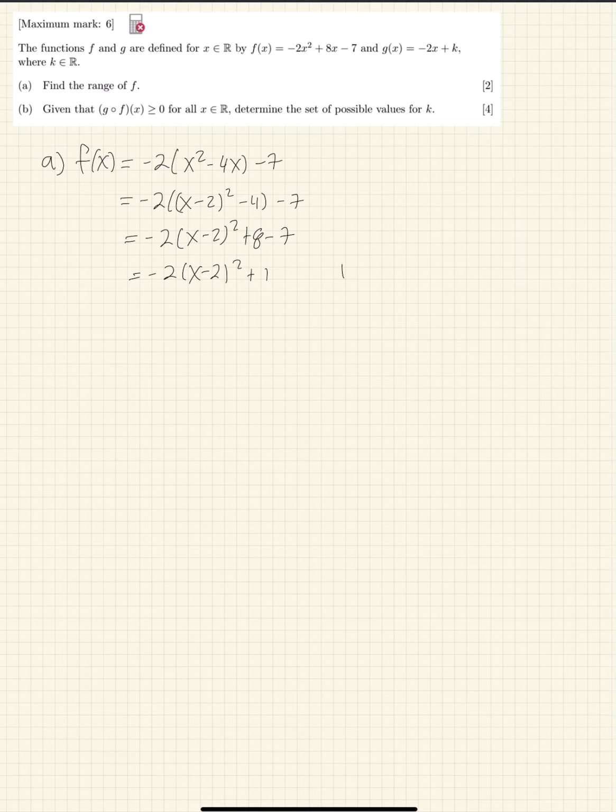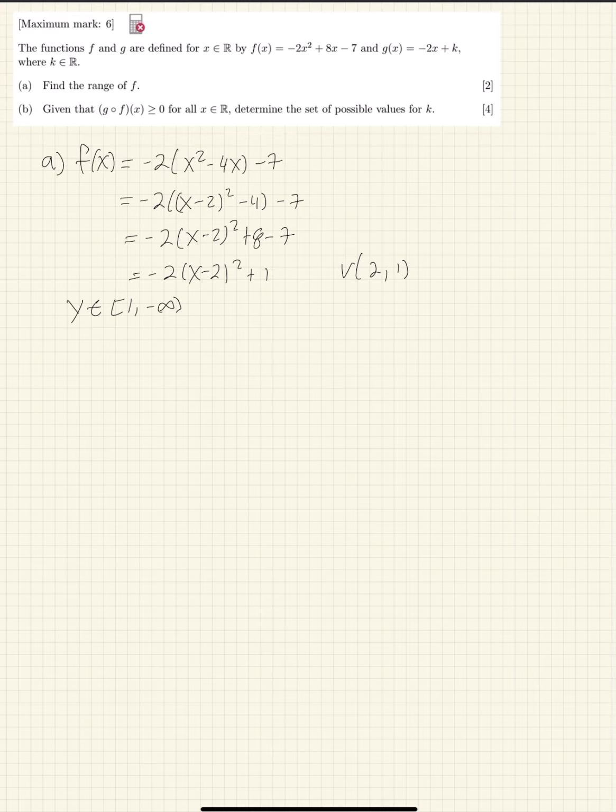The vertex is (2, 1). And because this has a negative lead coefficient, this would be your max. And in this case, the range will be from -infinity to 1. Now, if you don't know how to complete the square, now's not a good time to bother learning. Actually, it's not a bad time.